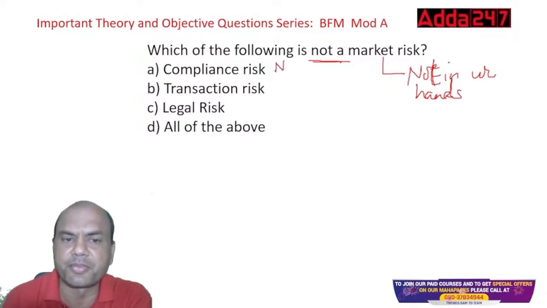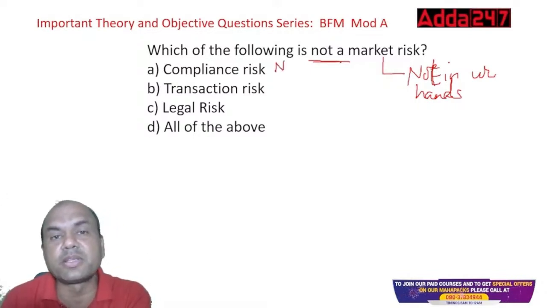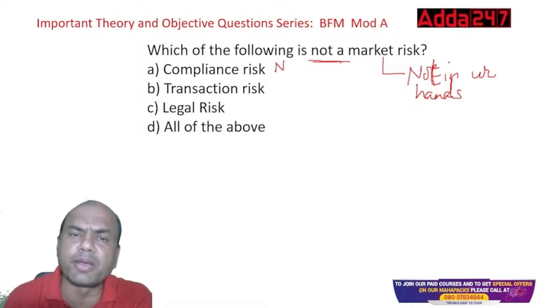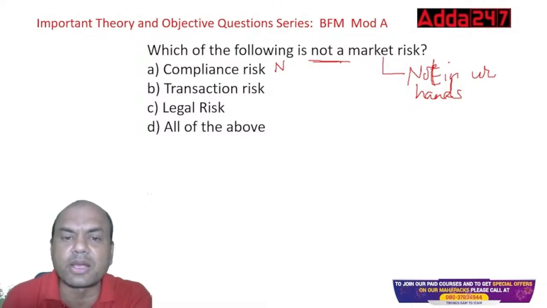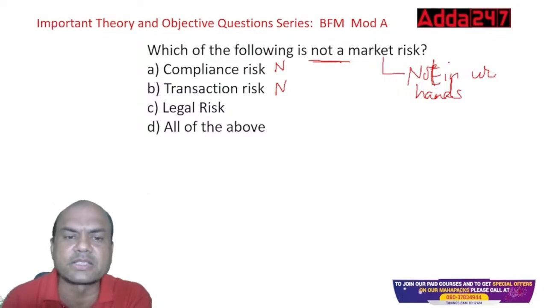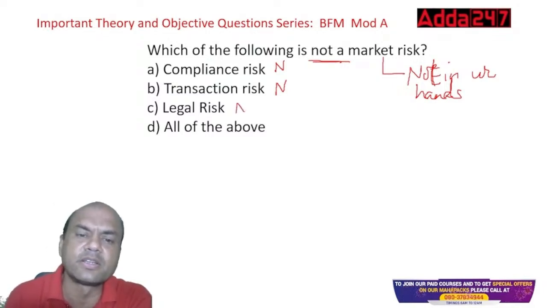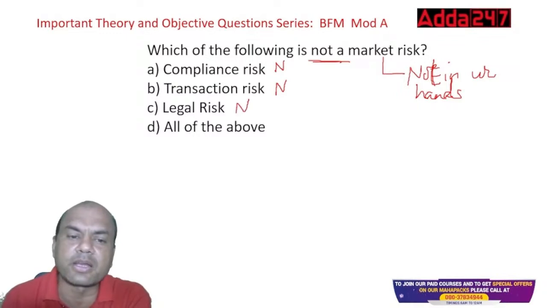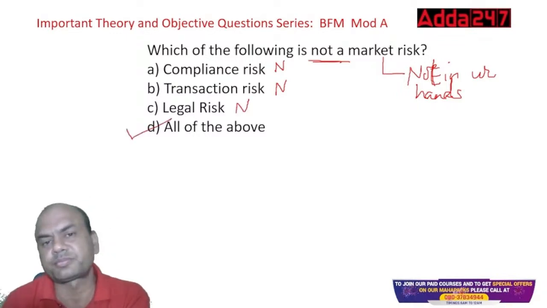Transaction risk. Transaction means whatever transaction I'm doing, I must maintain precautions in that. So there's no market risk, external forces are not acting on this. Legal, again, is a part of this transaction risk only. Basically operations risk. These are all operations related risks. So this is not a market risk. Answer is all of the above.